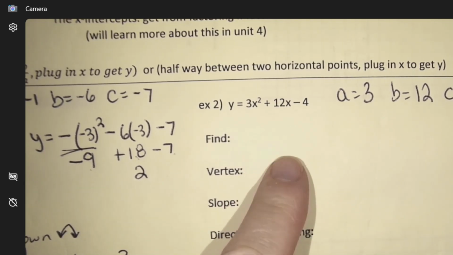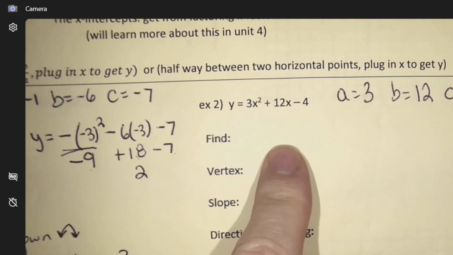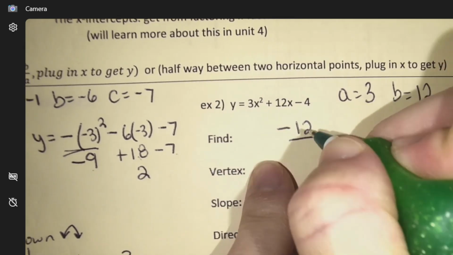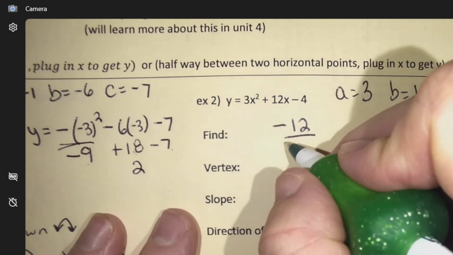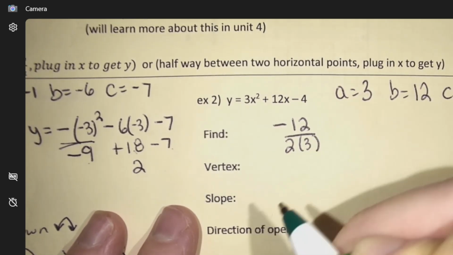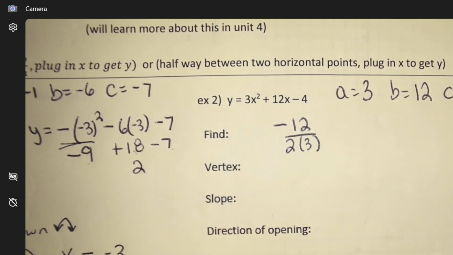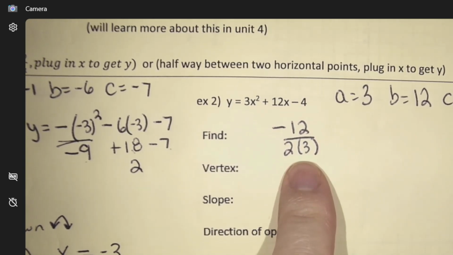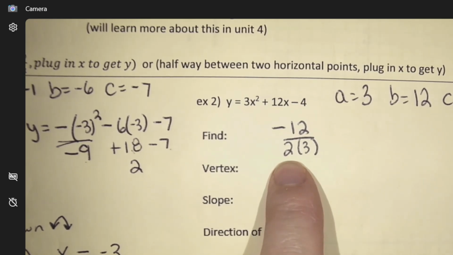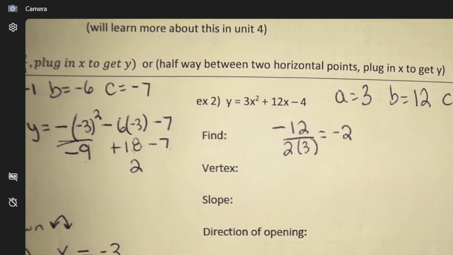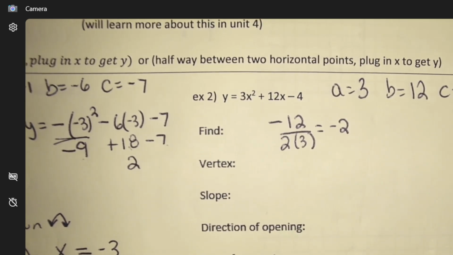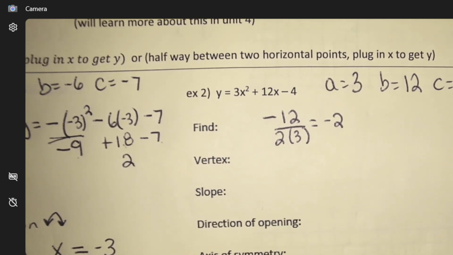Okay, vertex. So we're going to do that little formula. So opposite B. So negative 12. Because I had a positive 12, so negative 12. Over 2 times A. So again, if you typed that into your calculator, you would need brackets on the 2 times 3. But you could do this in your head. The bottom value is 6. So negative 12 divided by 6.